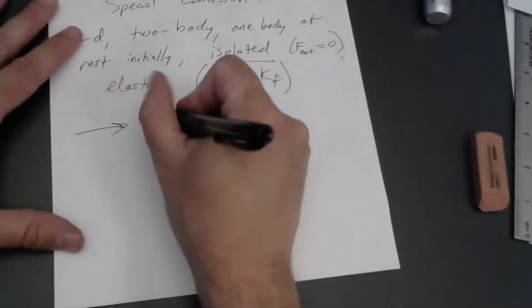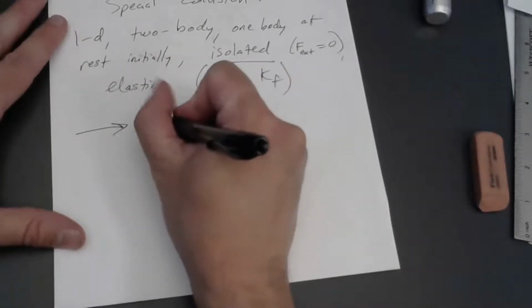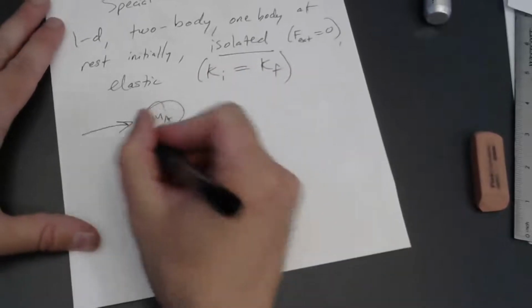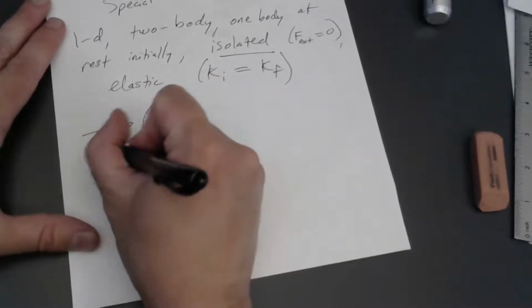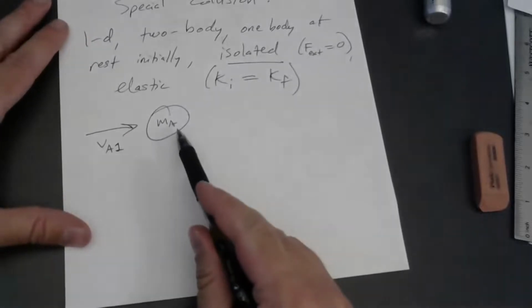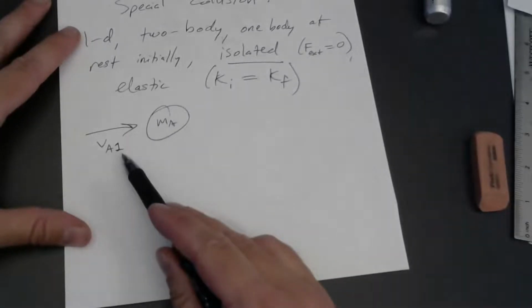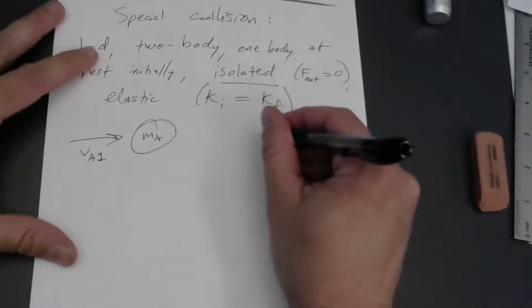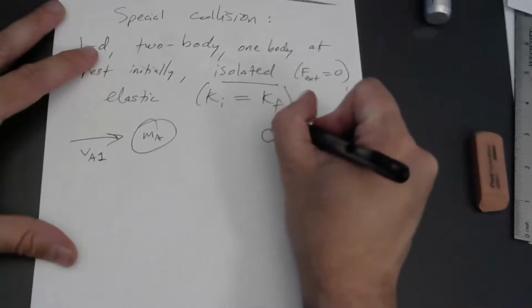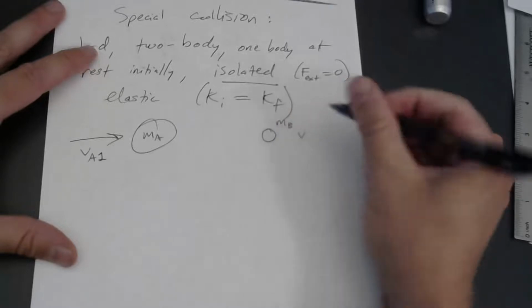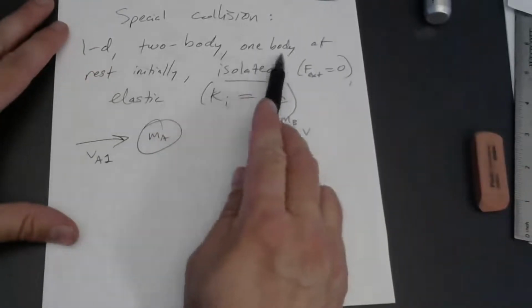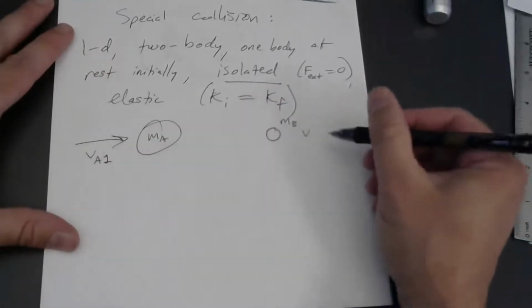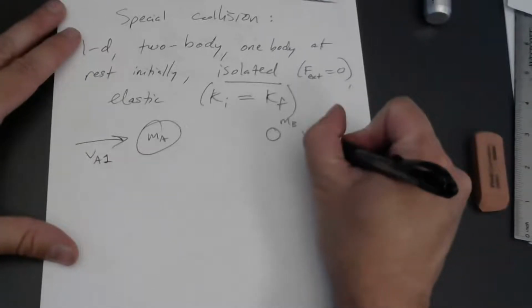Okay, we need a little picture here. Here comes mass A at speed VA. I'll use the number 1. So the letters distinguish the masses and the numbers distinguish the times. Let's say here's a second mass. And remember, one of the conditions is that one of the bodies is at rest initially. So I will let this one be the one at rest. VB at time 1 is 0.